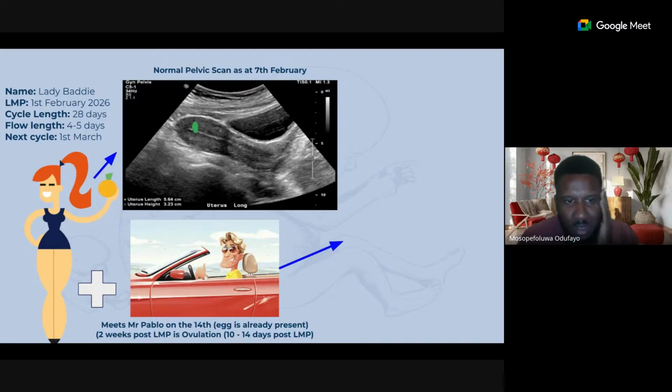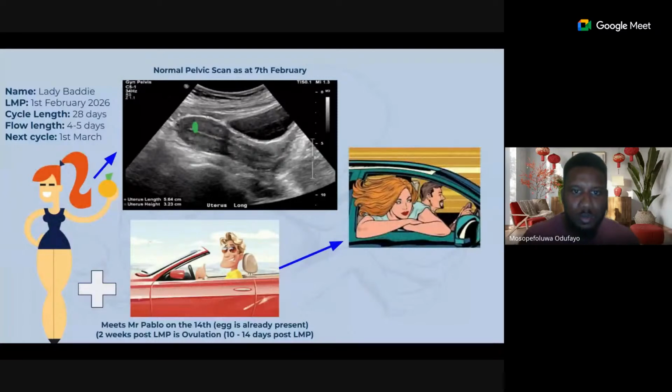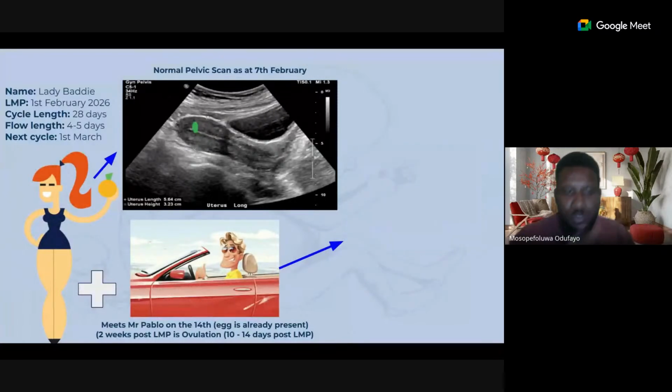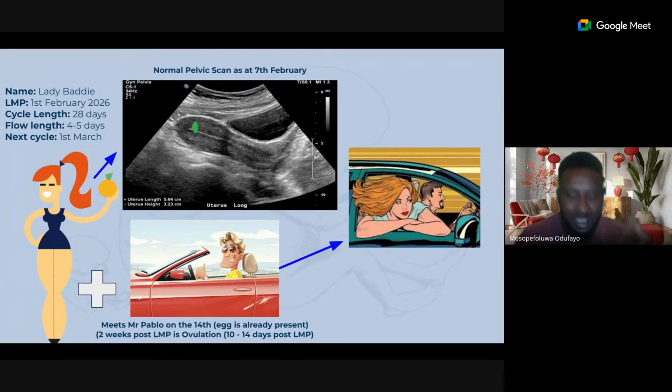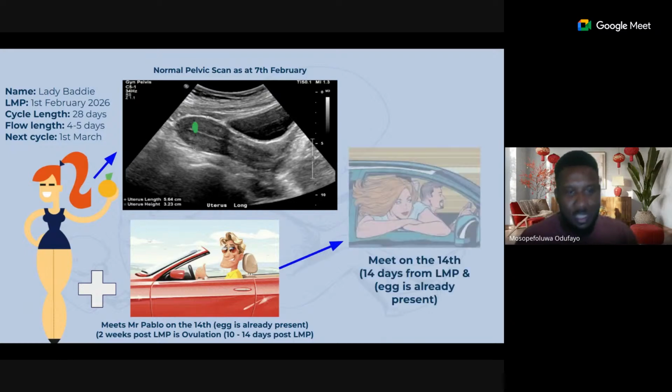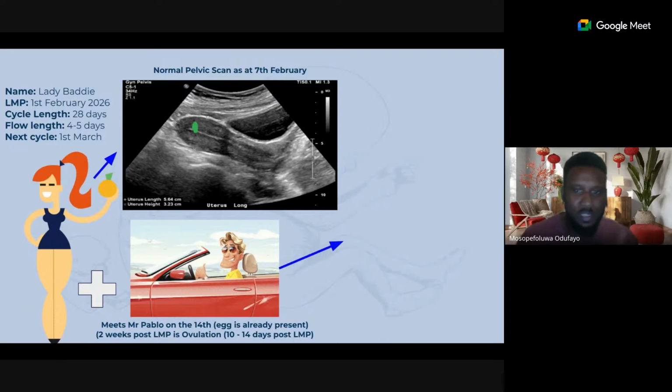After meeting Mr. Pablo, what happens? They have a fantastic time, and then they drive home. They meet on that 14th day when the egg is already present. Whether it was released that day, we don't know. Whether it was released 48 hours before that day, but they have met, and then something happens.